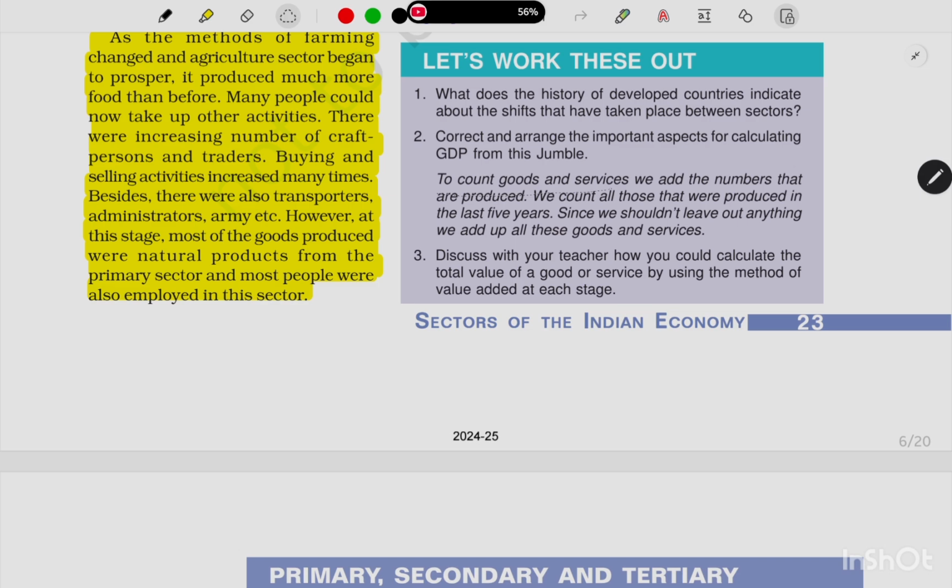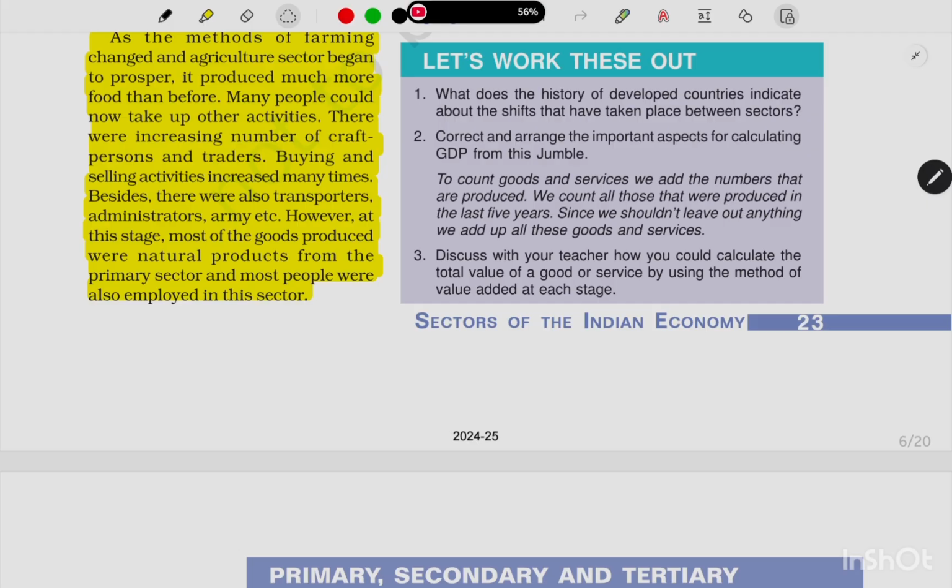To count goods and services, we add the value of the goods and services produced. We count all those that were produced in the last 5 years. Since we shouldn't leave out anything, we add up all these goods and services. And we should only count the final product rather than all the products.